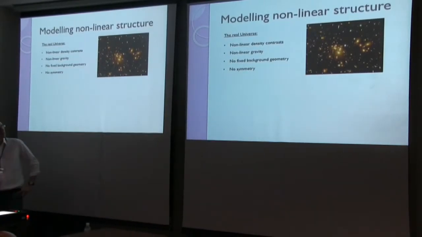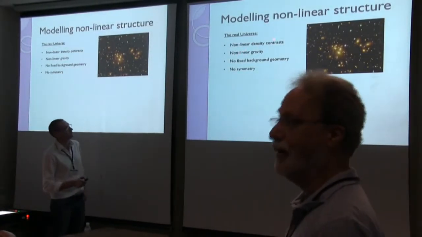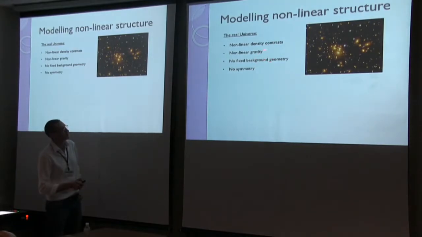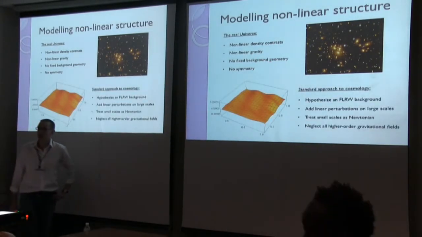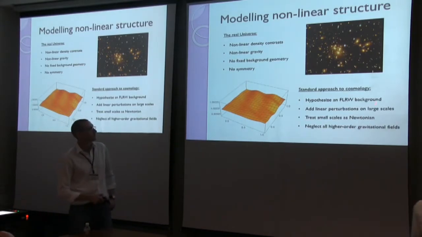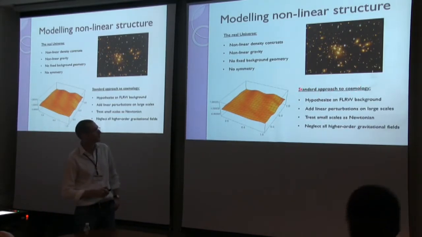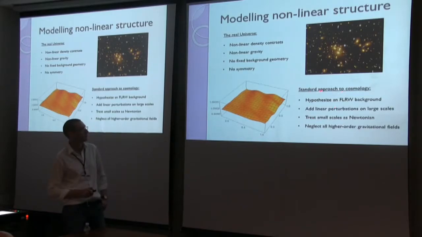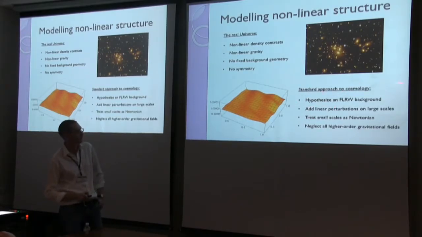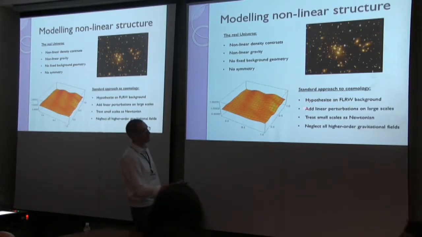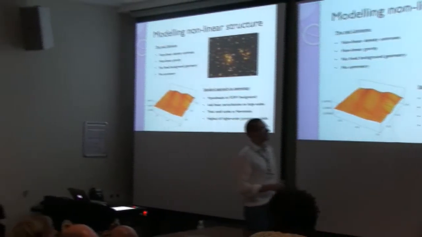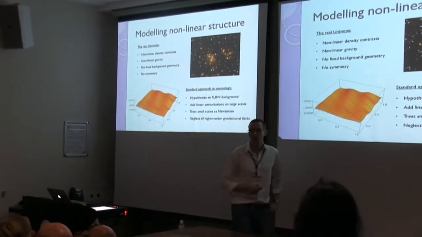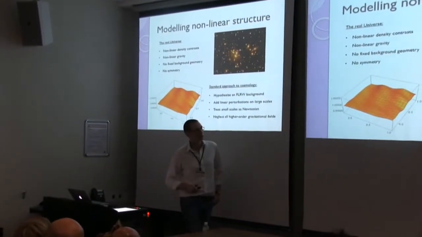So you can compare this complexity, energy density, gravity, no fixed background geometry, no symmetry or special properties of the space-time, to the model that we use to interpret all data. The standard approach to cosmology, the concordance model, starts off by hypothesizing an FLRW background. I've written hypothesize here on purpose. I'm going to talk a little bit on the next slide about what's required, in fact, in order to show that the universe is close to FLRW.